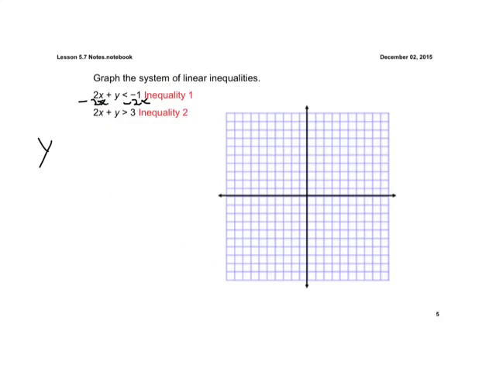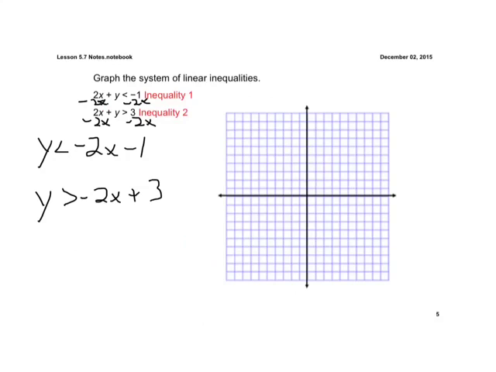So what we have left is y is less than, let's write our negative 2x first, minus 1. Do the same thing on the second one. Subtract 2x to get y by itself. So y is going to be greater than negative 2x plus 3.